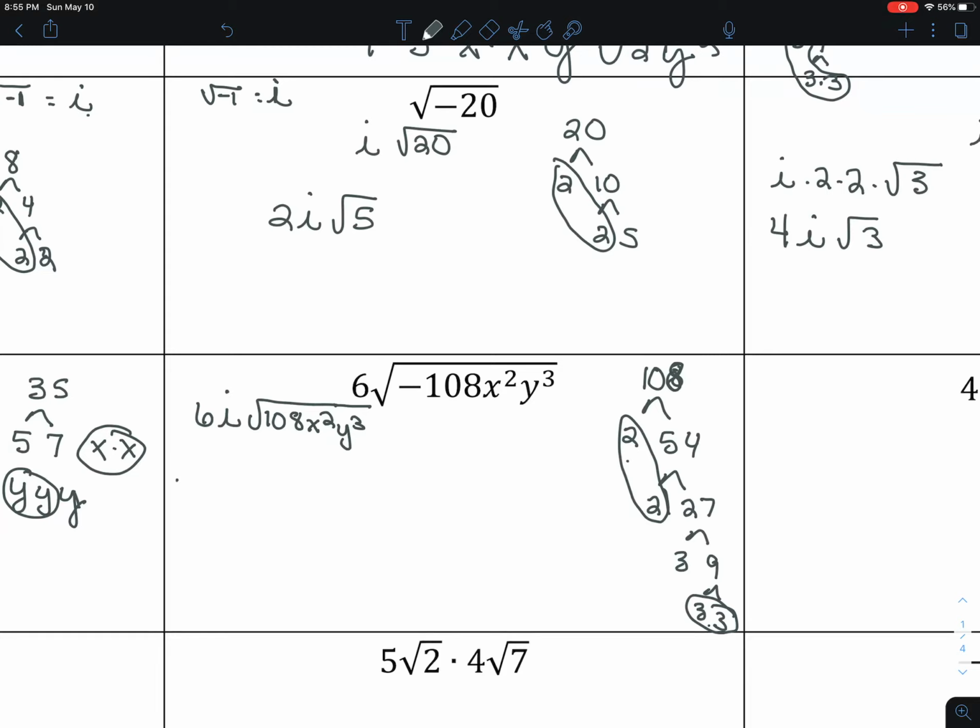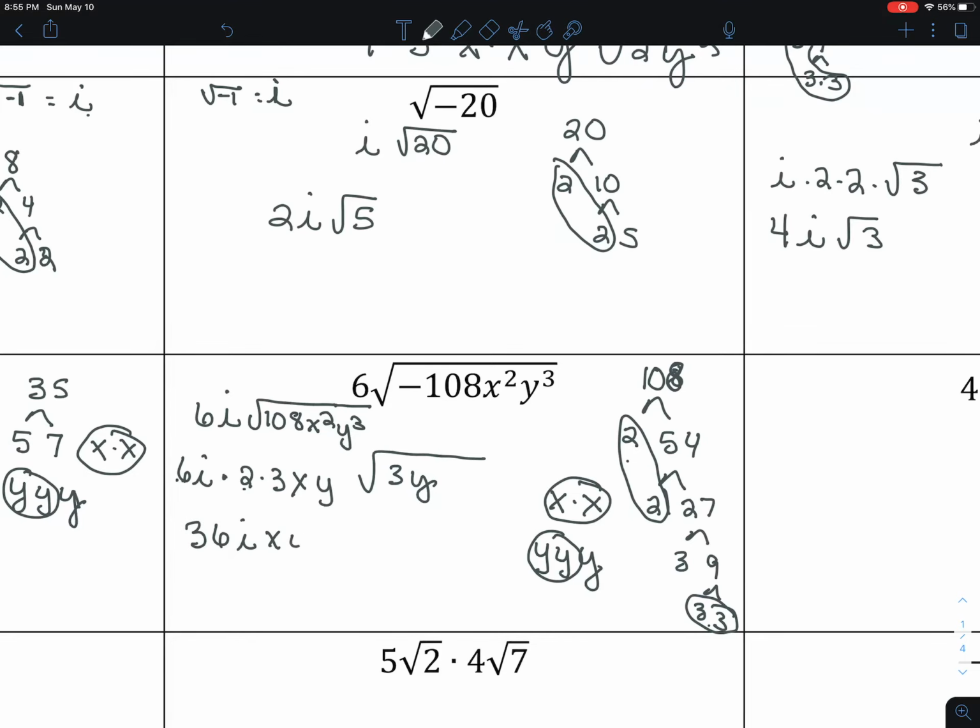So I have 6i times 2 times 3. And what was left here was a 3 that stays in the house. Then x squared, by this time you should realize both of those will go out. So I have x. Y cubed, 2 will go out, 1 would stay in. And that's my answer. So my answer is 6 times 2 times 3, which is 36i xy, and then the square root of 3y remains inside.